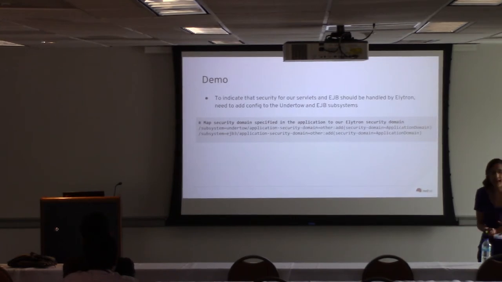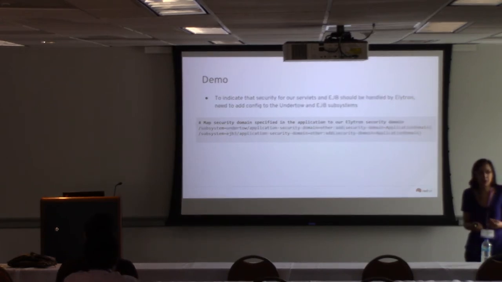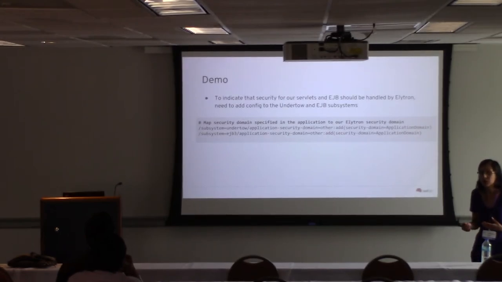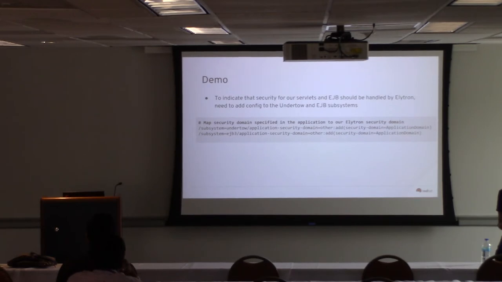So to indicate that security for our servlets and our EJB should be handled by Elytron instead of by the legacy security subsystem, we need to add some configuration to the Undertow and EJB subsystems, and we do this in order to map the security domain name that's been referenced in our application to the Elytron security domain that we want to use. So if you recall, our application referenced the other security domain, and there it was specified using a security domain annotation, but it could also have been defined using a descriptor file.